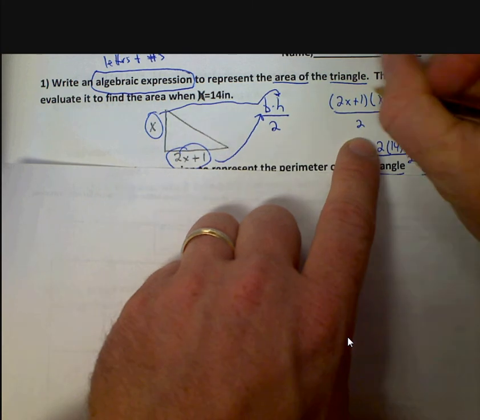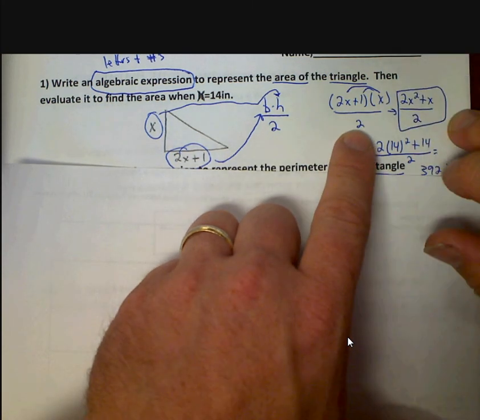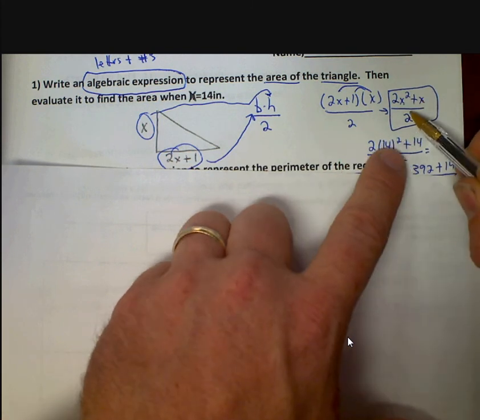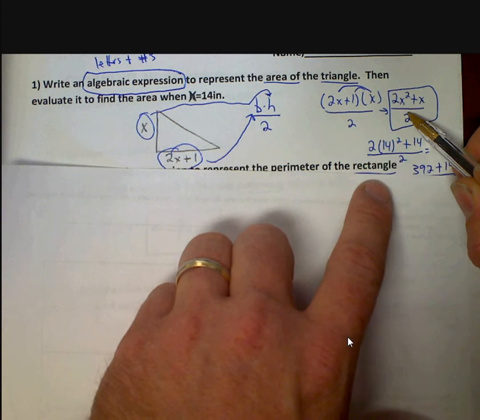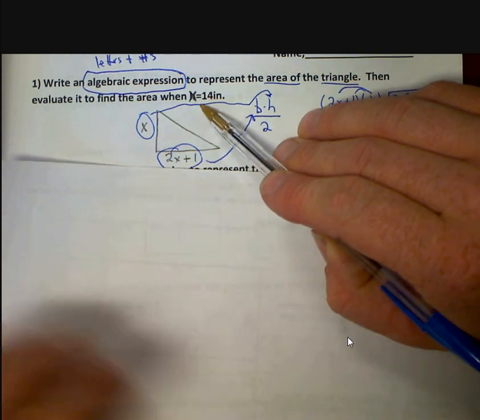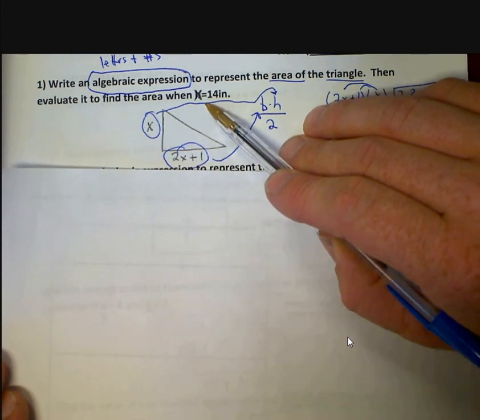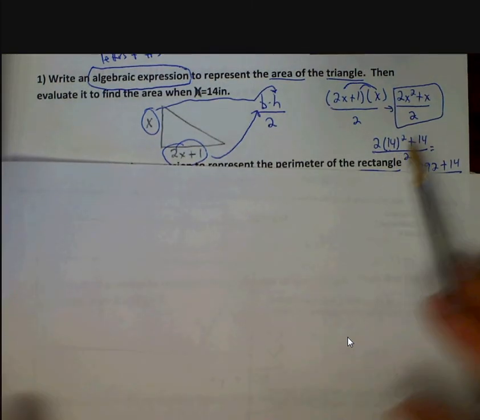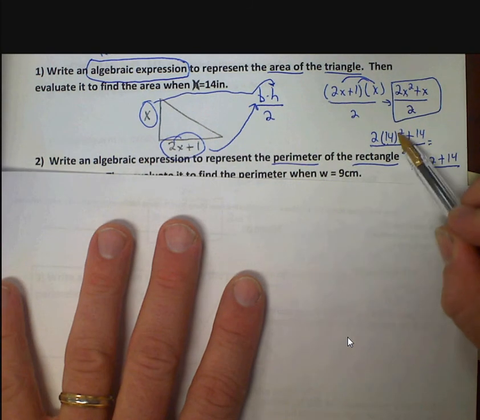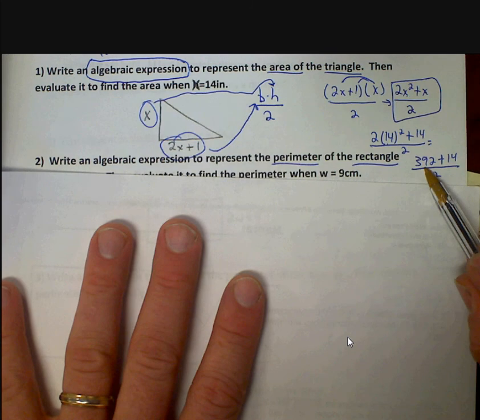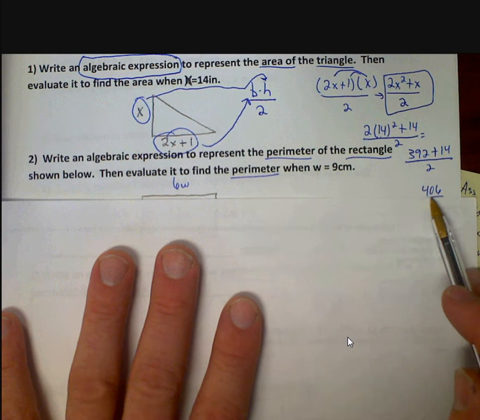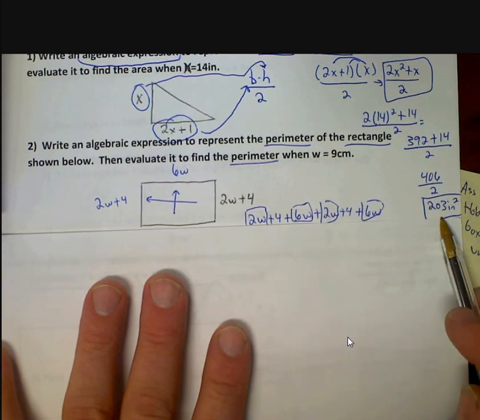Then what we could go ahead and do next is distribute. If I distribute, I get 2x squared plus x divided by 2. That is my algebraic expression. Then I can plug in 14 because they asked me, what happens if x is 14? Well, then I plug in 14 for my x. I have to do order of operations. So I did the exponent. 14 squared times 2 is 392, plus 14. So 392 plus 14 is 406. Divide by 2, and I get 203.